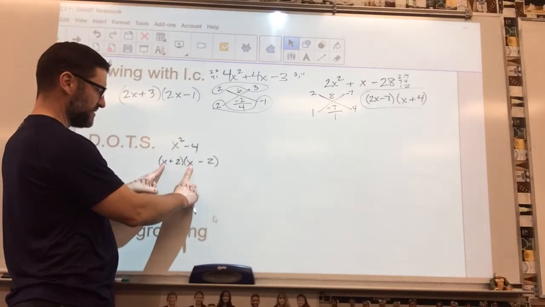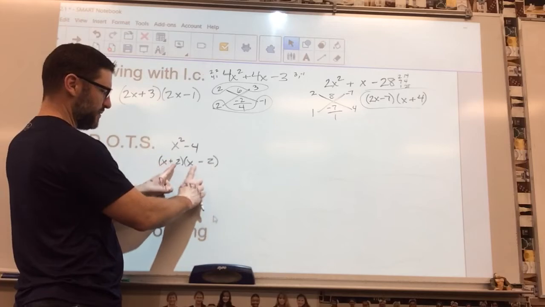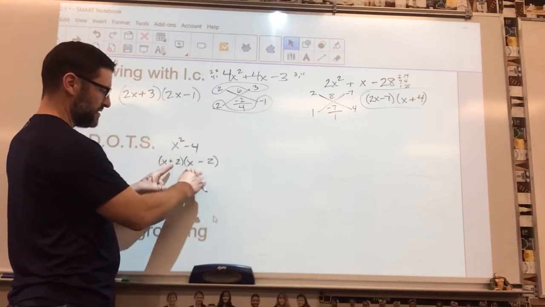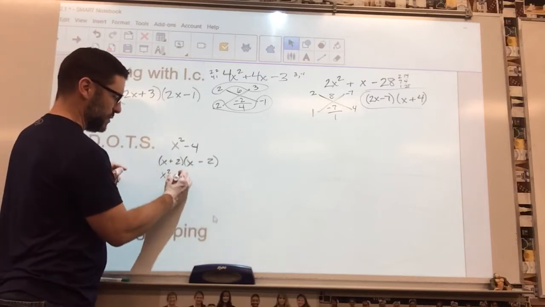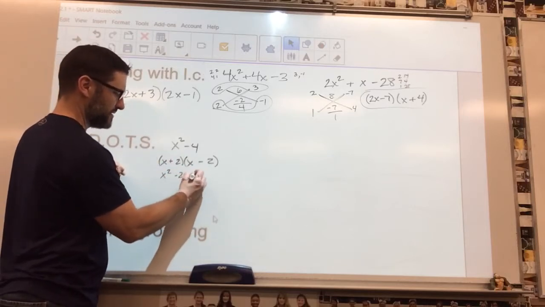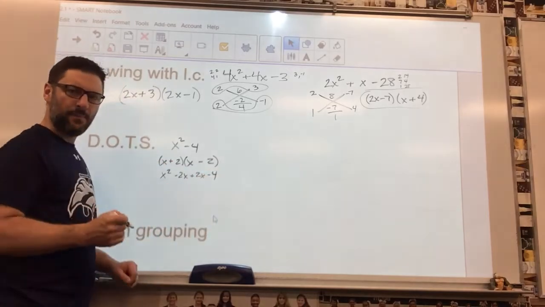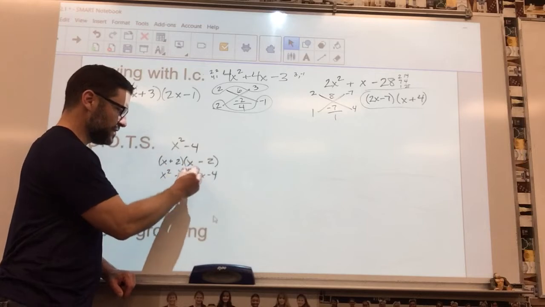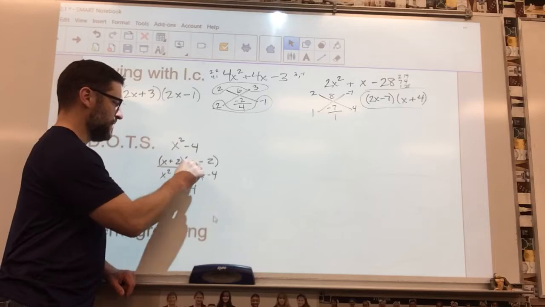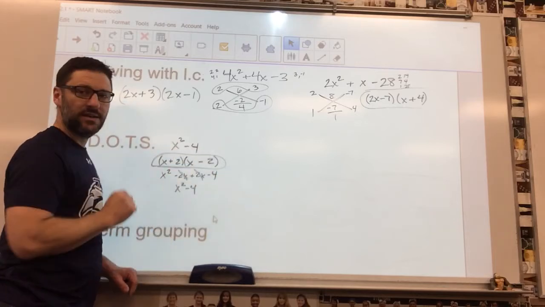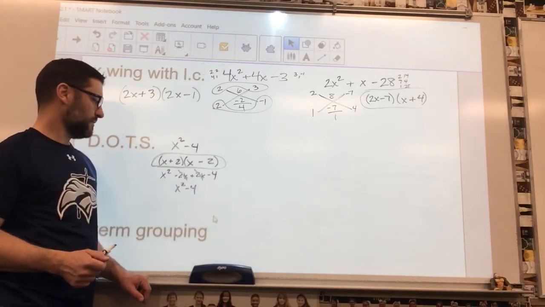Watch what happens. We have x squared, and here's the difference of two perfect squares. Here's where it comes in. You've got minus 2x plus 2x. I might write this one out. I'm going to go x squared when I FOIL, minus 2x plus 2x, and then 2 times negative 2 is negative 4. And what happens when you factor this, these two terms cancel out, and I'm left with x squared minus 4. This is the checking to make sure it worked. So that's what we got. We got it to work.